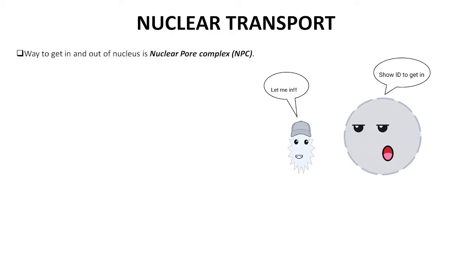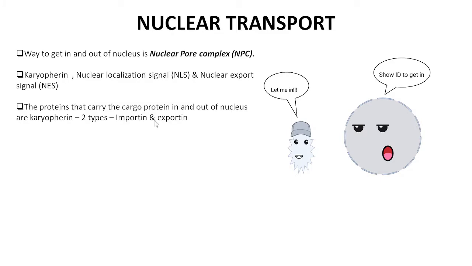Initially, the only way to get in or get out of the nucleus is the nuclear pore complex. Also, there are other criteria like presence of karyopherins and nuclear localization signals and nuclear export signals. Karyopherins are proteins that carry the cargo protein in and out of the nucleus. Essentially, they are of two types, that is importin and exportin.